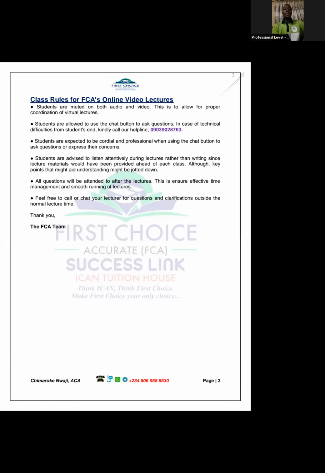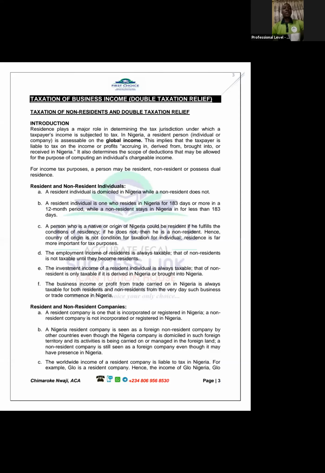We are going to be doing one course called Taxation of Business Income, Double Taxation Relief. Now, double taxation relief is the kind of tax relief you enjoy because you earn foreign income.